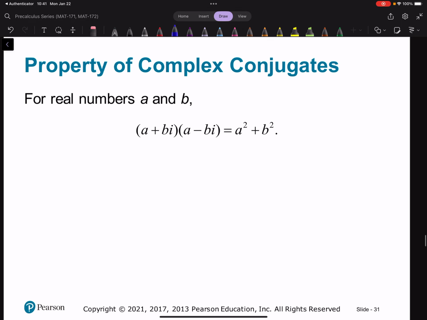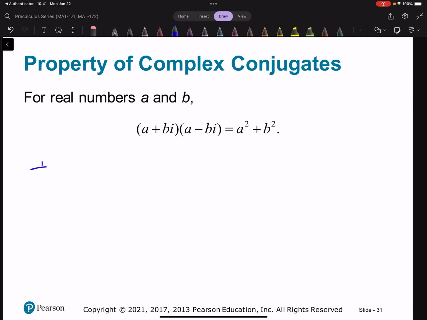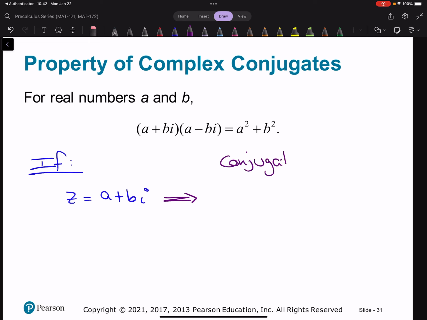Let's talk a little bit about conjugates. If we have a complex number z equals a plus bi, then the conjugate is going to be z bar, or a minus bi. And that's the relationship between conjugates.